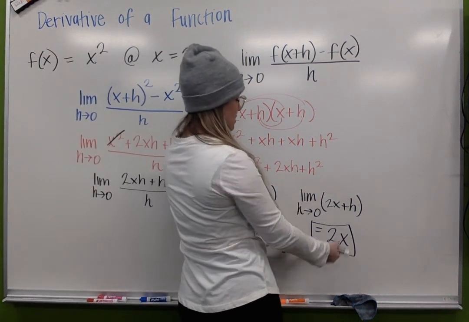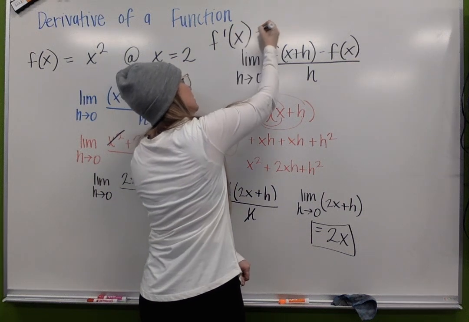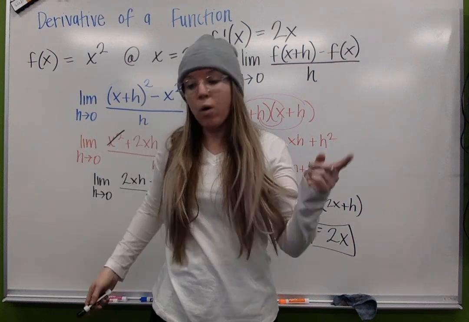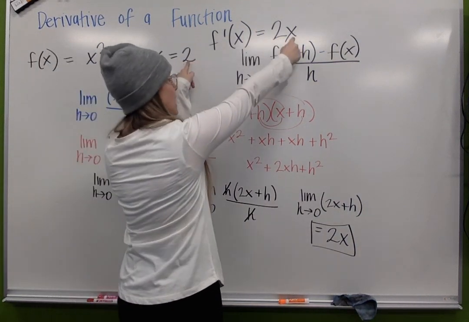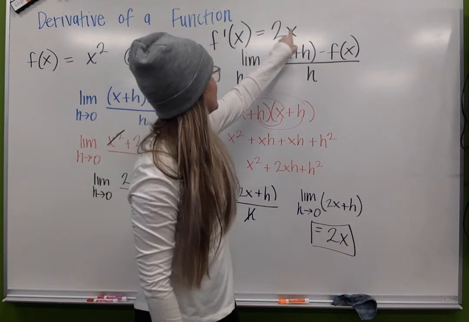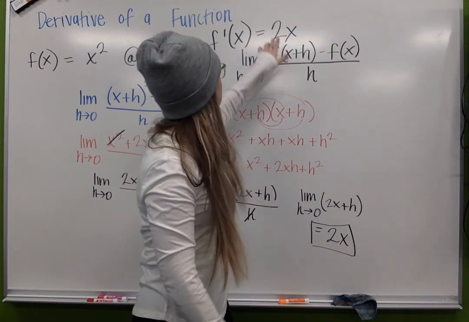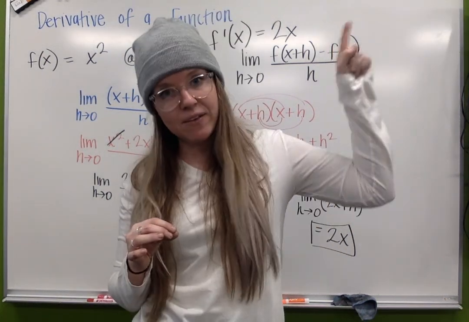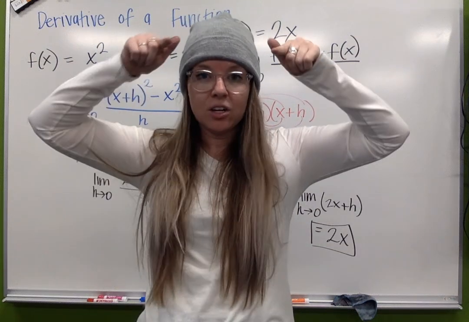So we could write this in derivative notation. I could say f prime of x equals 2x. So now if I want to know the slope at 2, plug it in. 2 times 2, 4. Now I want to know the slope at 6. 2 times 6, 12. What's the slope at negative 3? 2 times negative 3, negative 6. All I have to do is plug my x value into my derivative formula, and I'm going to know the slope. Okay, good luck practicing.